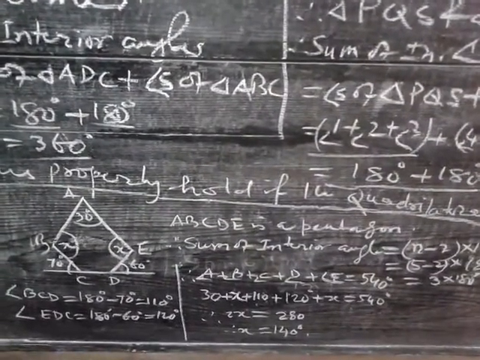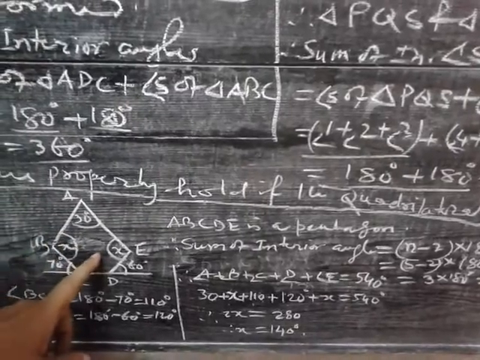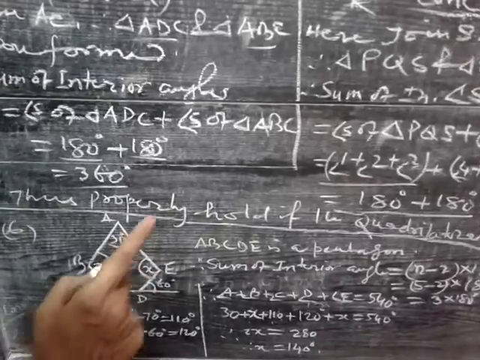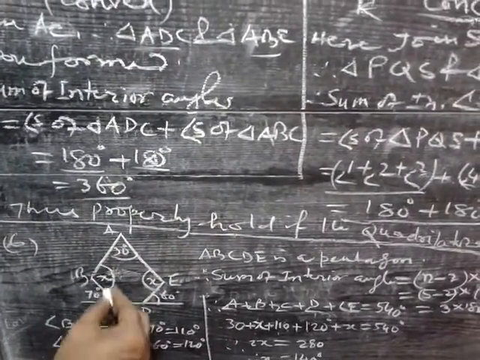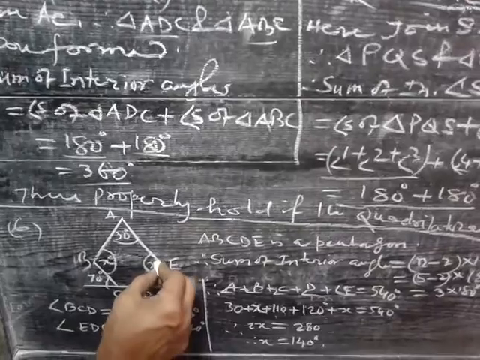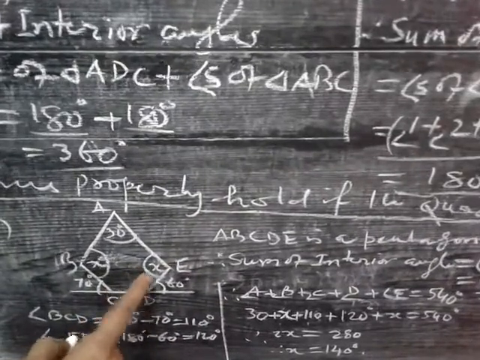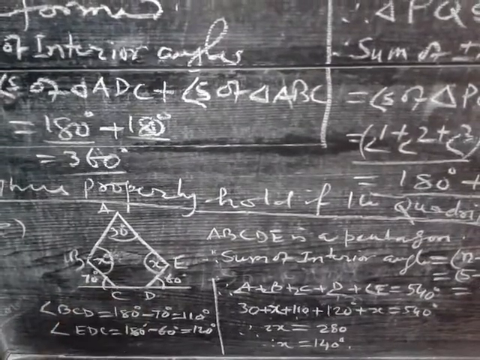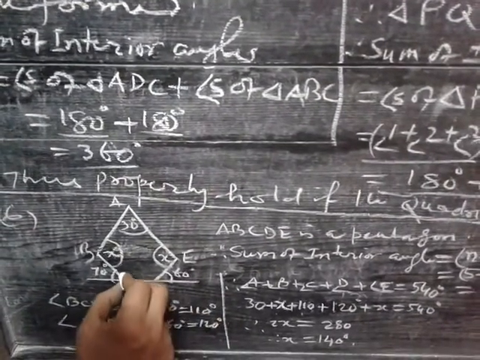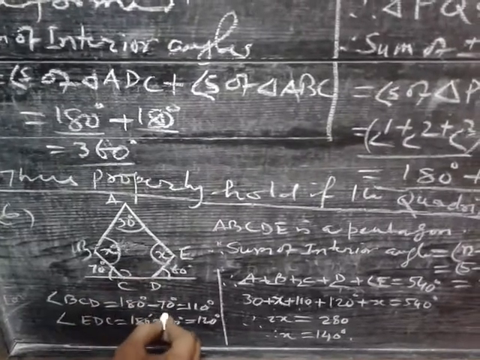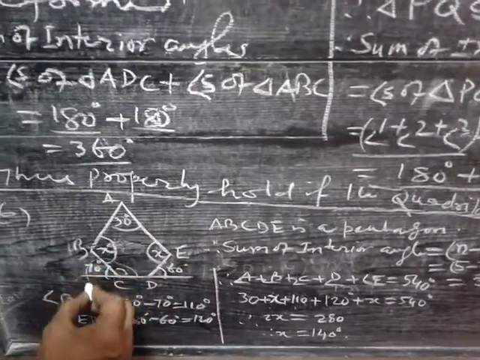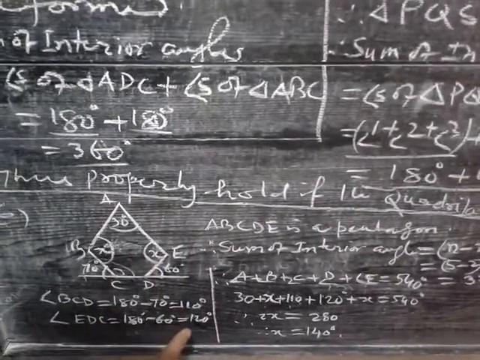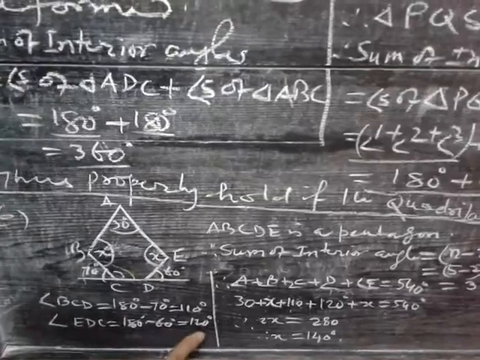Next, number 6. You just see this figure over here. One pentagon is given. You have to find the value of x, the angle measure x. See, here 70 is the exterior angle, and here 60 is also an exterior angle. Then the interior angle will be 180 minus 70, because this is a linear pair. So 180 minus 70 is 110. In the same way, 180 minus 60 is 120.